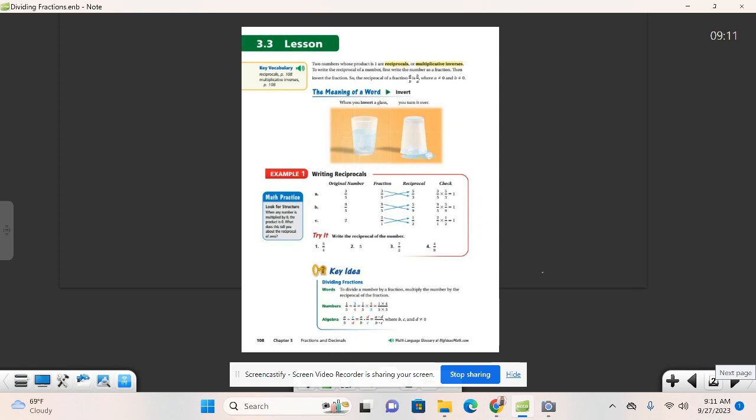I think about it at Dairy Queen. Y'all ever gone to Dairy Queen to get a Blizzard? What are they supposed to do with that Blizzard before they give it to you? They're supposed to flip it. That's called an invert. Okay? To invert or find the reciprocal means to just flip. So you have to flip the second fraction. That is pretty much all you have to do for dividing fractions.